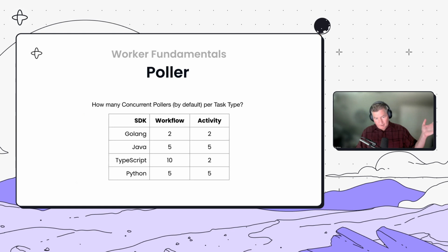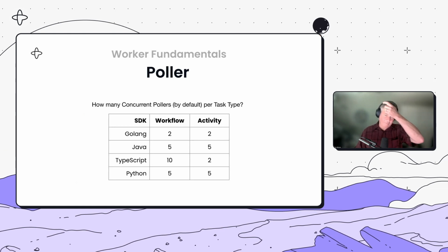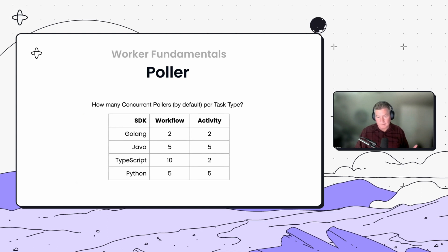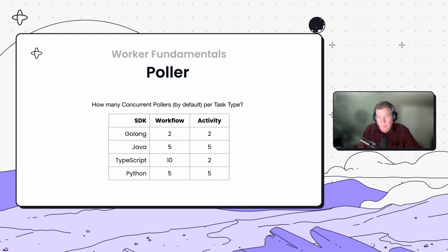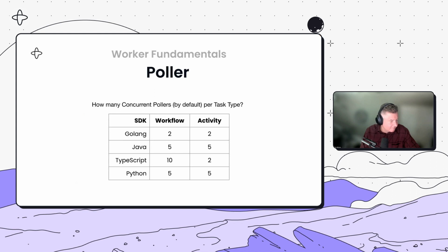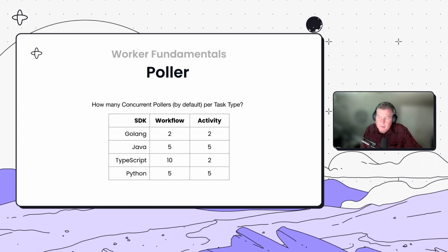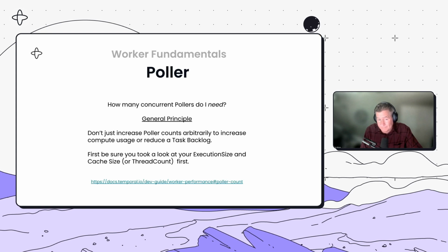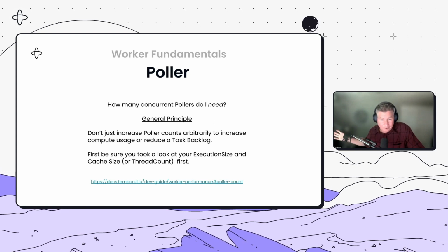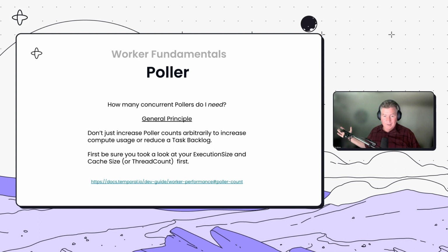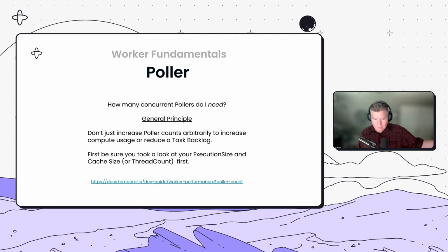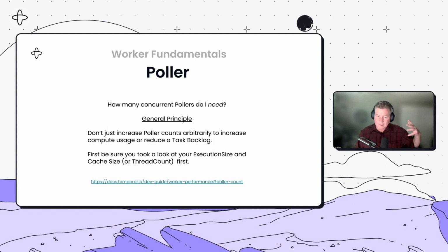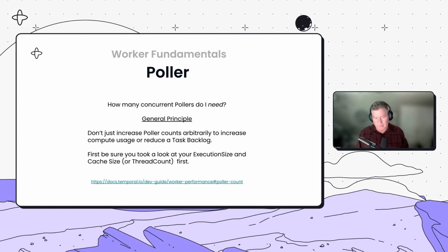So just out of curiosity, I was curious, what are the default settings for this? Depending on the SDK you're using, this is a breakdown of the default pollers. I was curious about this because really the guidance that we give you is, how many concurrent pollers do I need? Well, don't just go increasing poller counts arbitrarily. If you think that you have a task backlog, and I'll get into some of the metrics that might indicate that in a moment, then don't just start increasing the poller size.